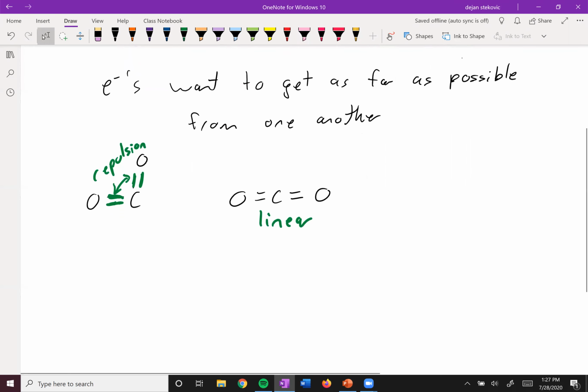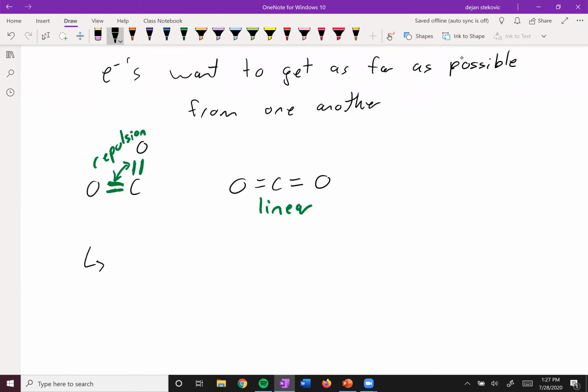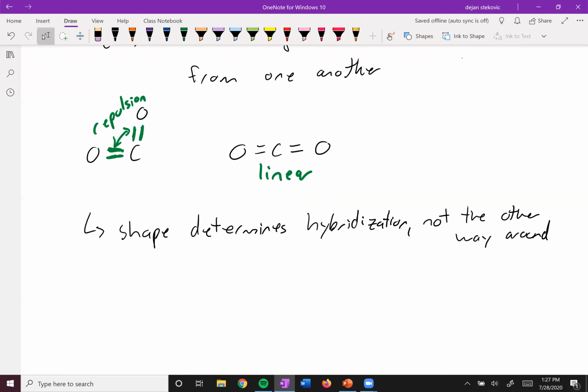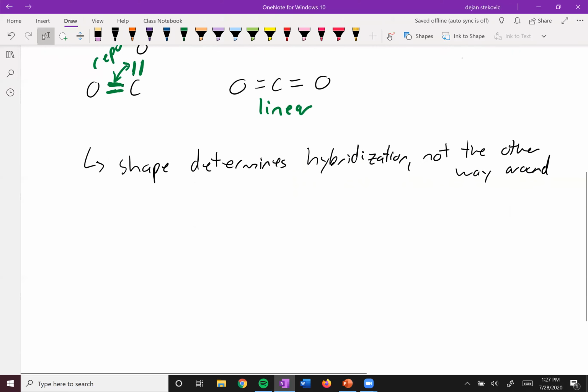And so although we're talking about shape second, it's really the other way around. It's the shape that determines the hybridization, not the other way around. But they're very linked ideas, right? sp3 hybridized things will be tetrahedral, sp2 trigonal planar, sp linear, right?